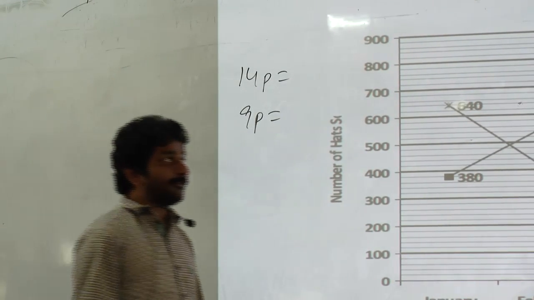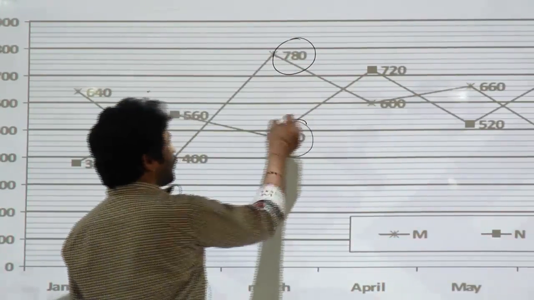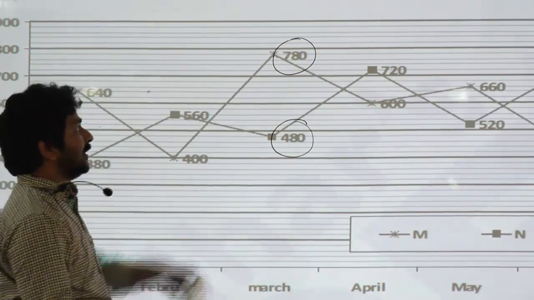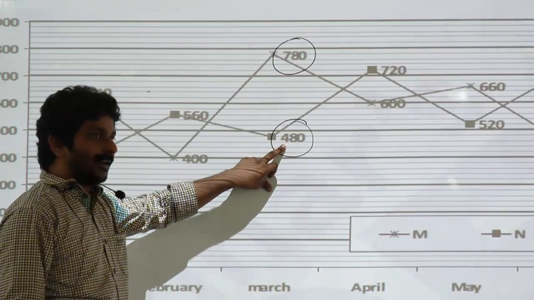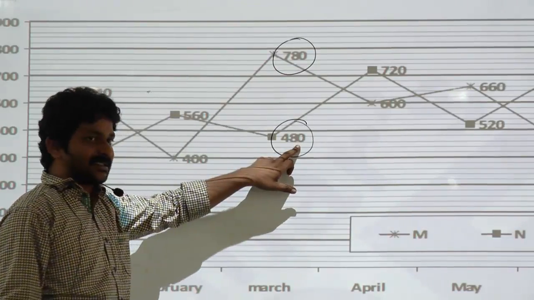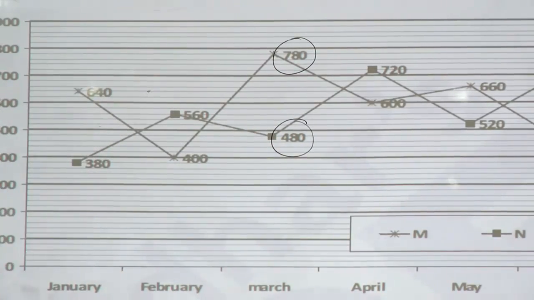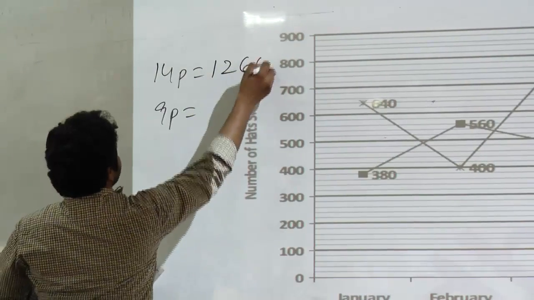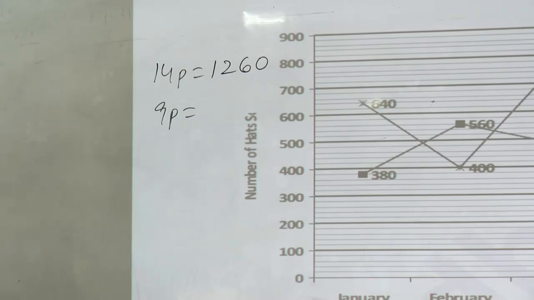This is for the month of March. In March, what is the total number of hats sold by store M and N together? 700, 400, 1100, 80, 80, 160, 1100 plus 160, 1260. So 14 parts is equal to 1260 and you are asked about 9 parts is equal to how much?